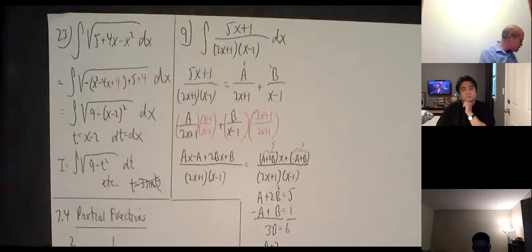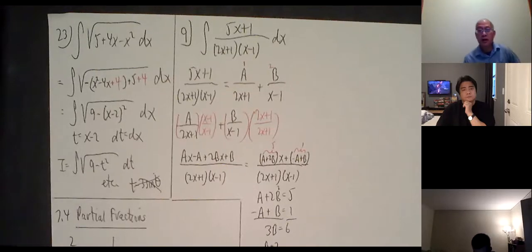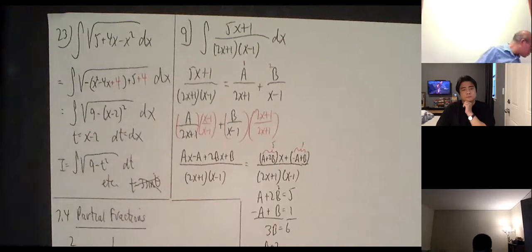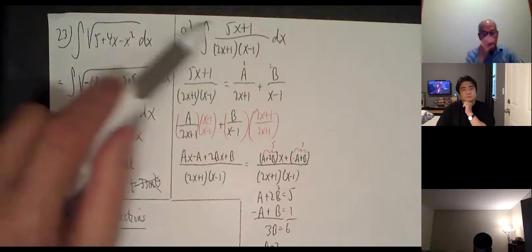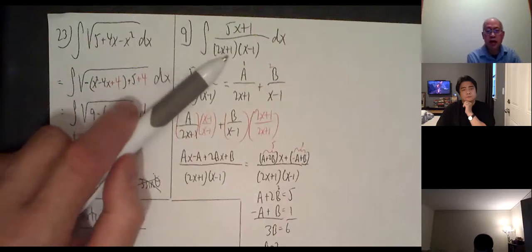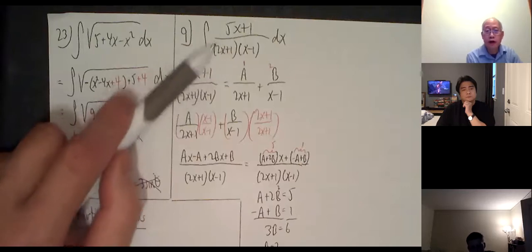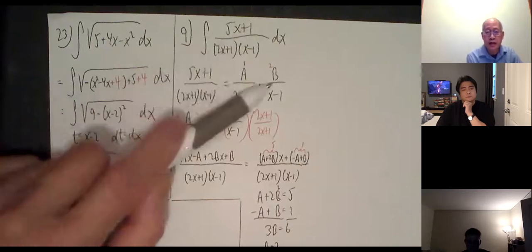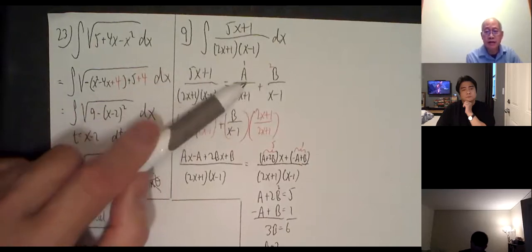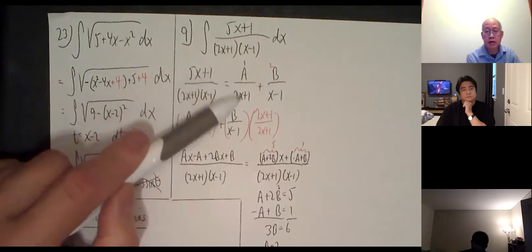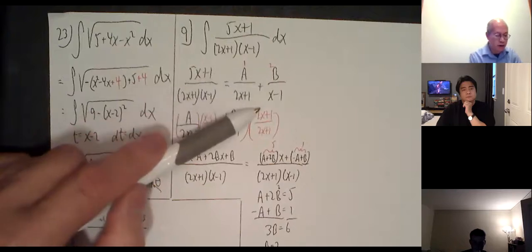So my number 9. Again, my numbers don't exactly match yours necessarily, but nevertheless, you're still learning the material, hopefully, with that. All right, number 9 goes, let me just look at the book. Does it match? Yeah. (5x plus 1) over (2x plus 1)(x minus 1). All right, so I'm going to try to force this thing to look like this. Once I make it look like this, then I'm good. Right? It's an easy integration. Some constant over 2x plus 1, some constant over x minus 1.